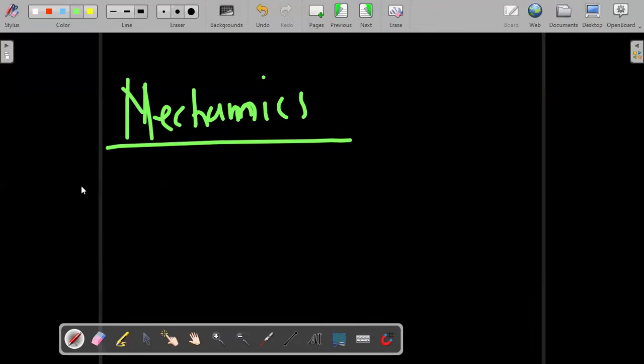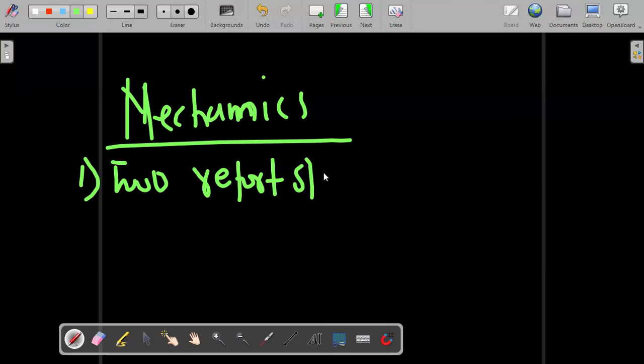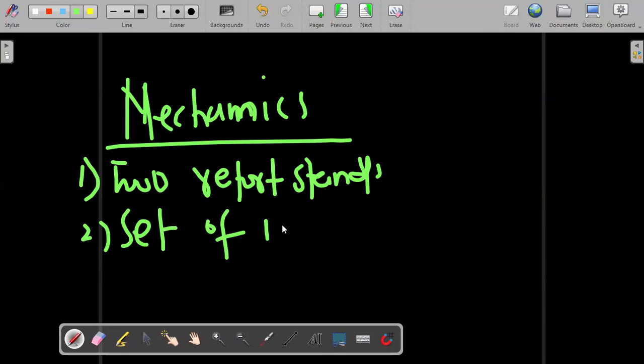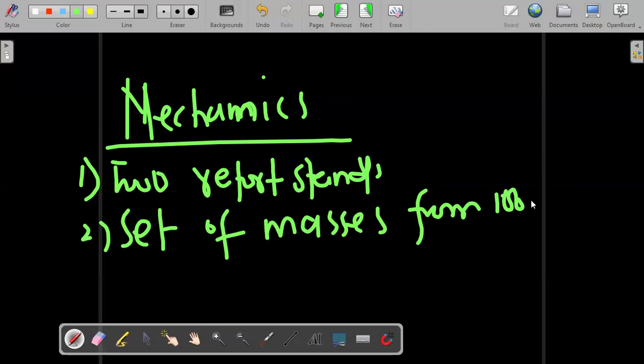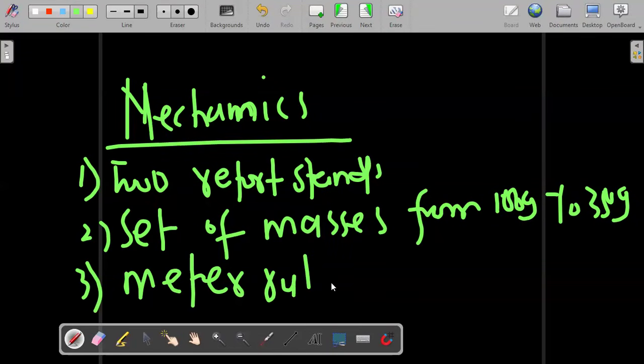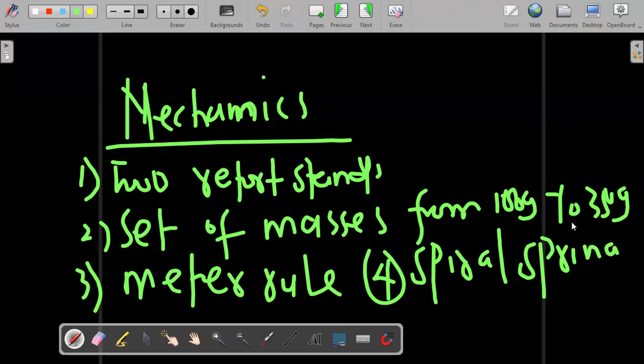Under it, the apparatus involved are: 1, two retort stands. 2, a set of masses ranging from 100 grams to 350 grams. 3, a meter rule. 4, a spiral spring, and we also have plasticine. So the experimental setup is something like this.